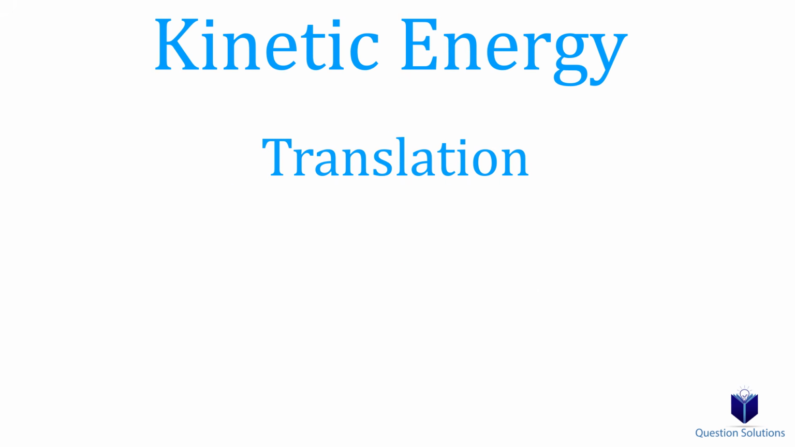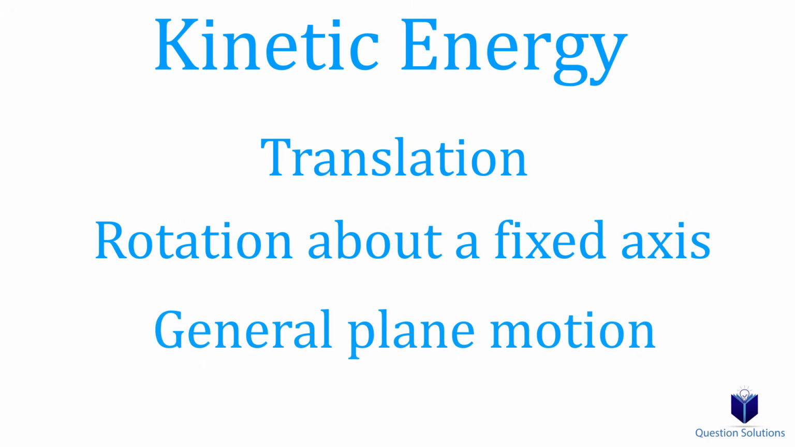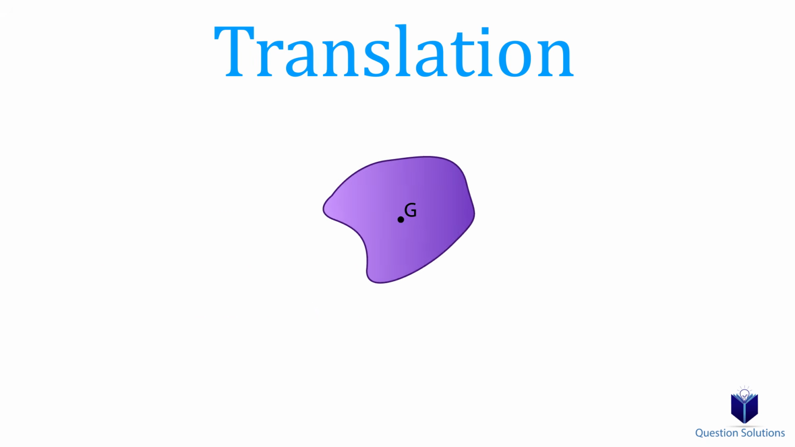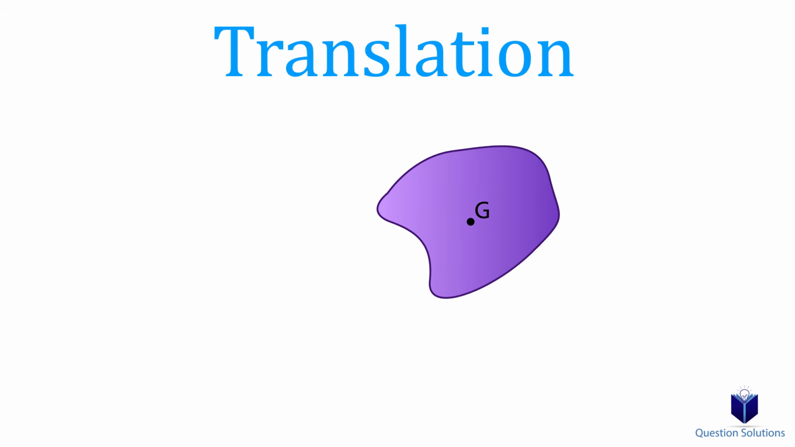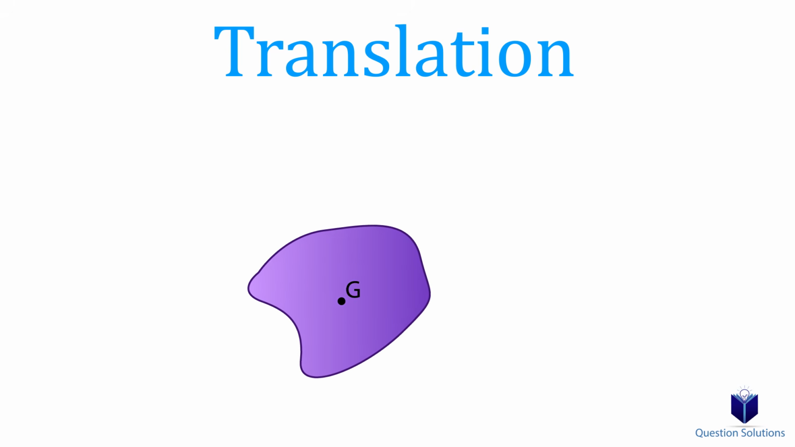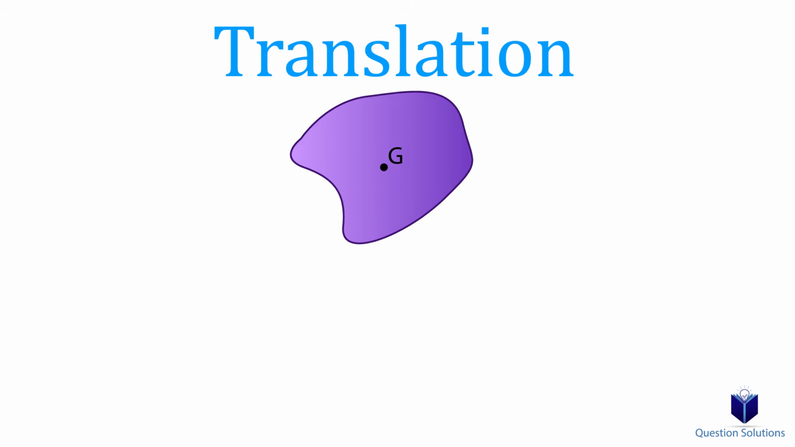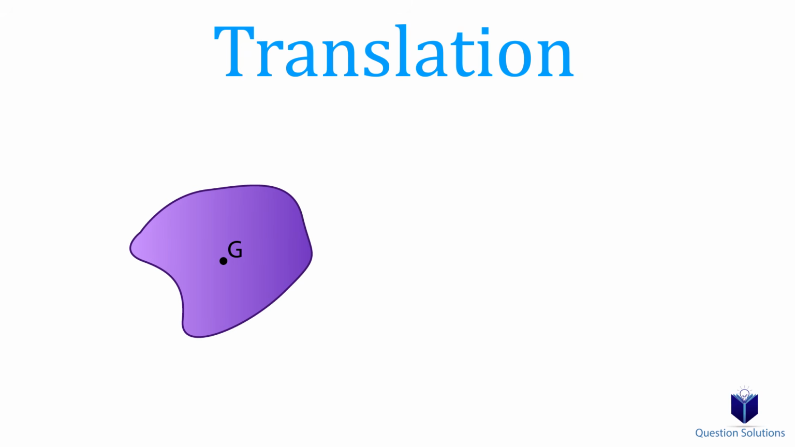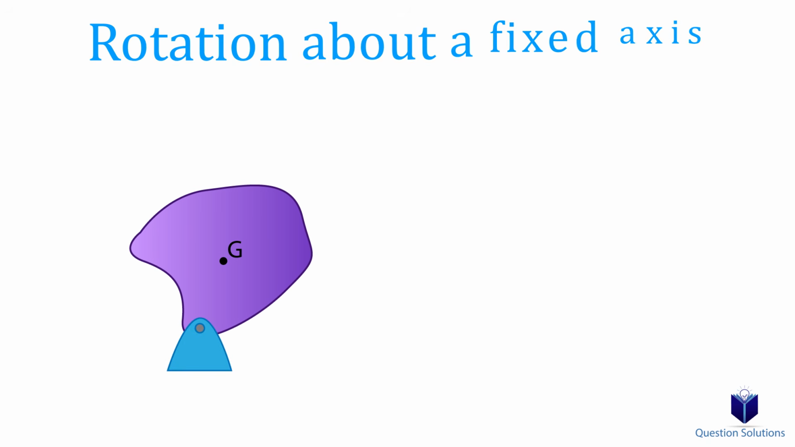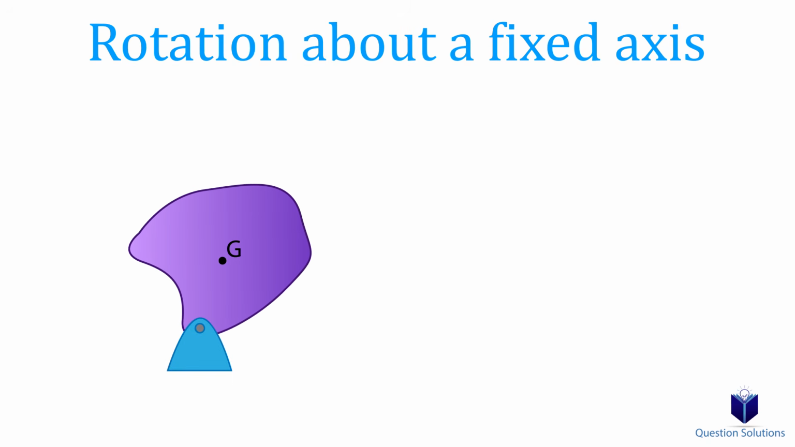Kinetic energy can be broken into three broad groups. First, we can figure out the kinetic energy of a rigid body that goes through only translation. Translation simply means that the object is not spinning when moving from one point to another. Since it's not spinning, angular velocity is zero. So for that, the equation is half times the mass of the object times the velocity at the center of mass squared.